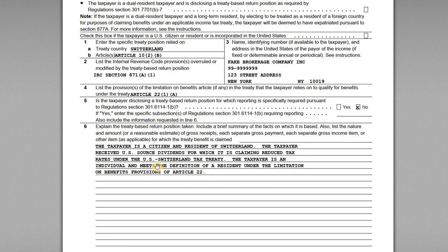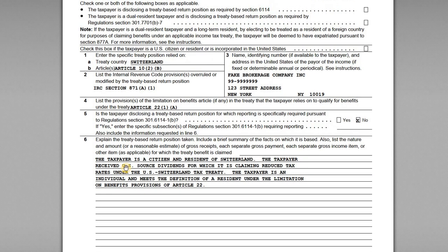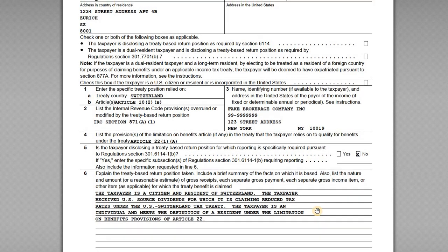Now, the last piece here is explain the treaty position taken. This can be as lengthy or short as you feel is necessary, but in our case here, we simply laid out that John is a citizen and tax resident of Switzerland. He received these U.S. source dividends, and he's claiming the reduced tax rate available under the treaty. And he does satisfy the LOB, the limitation on benefit provision, because he is an individual, and he is, again, a resident of the country in which he is claiming the treaty benefits from.